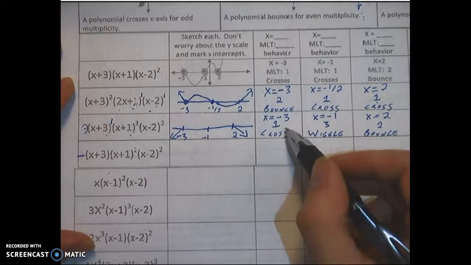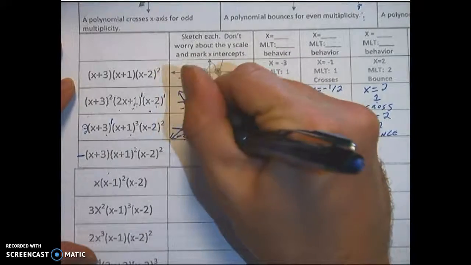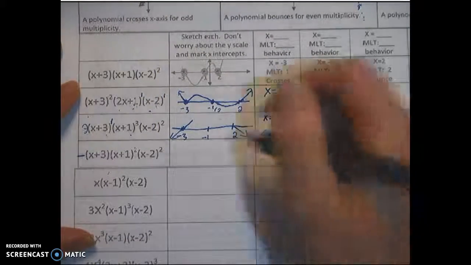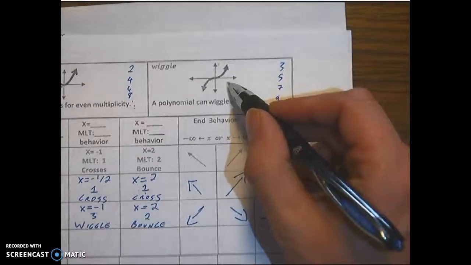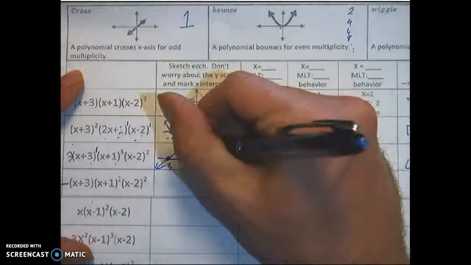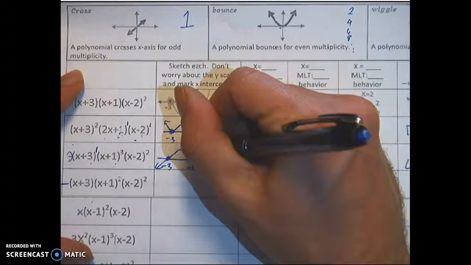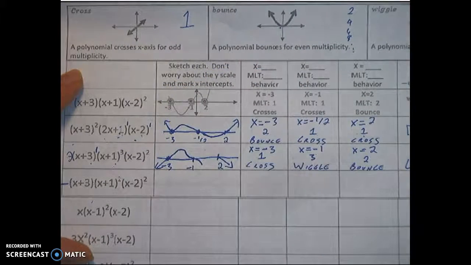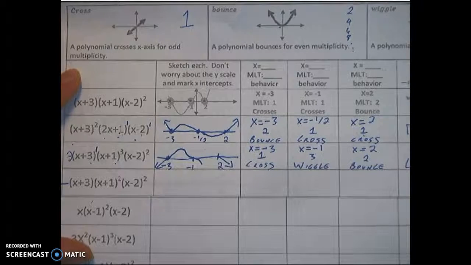At x equals -3, it's just crossing, so I'm going to go ahead and let it cross. At x equals -1, it's going to wiggle. Now remember, the wiggle kind of looks like this, so that's a little tough to draw, but you can get a rough sense of what it should do. It should wiggle just like that. It's not a straight line, but it's also not too curved.